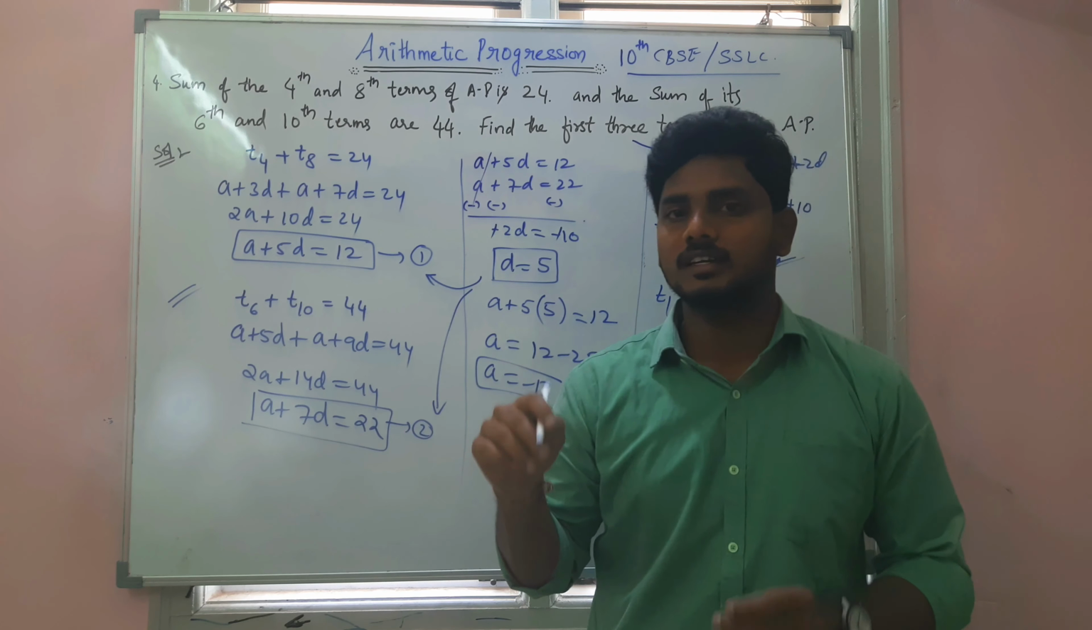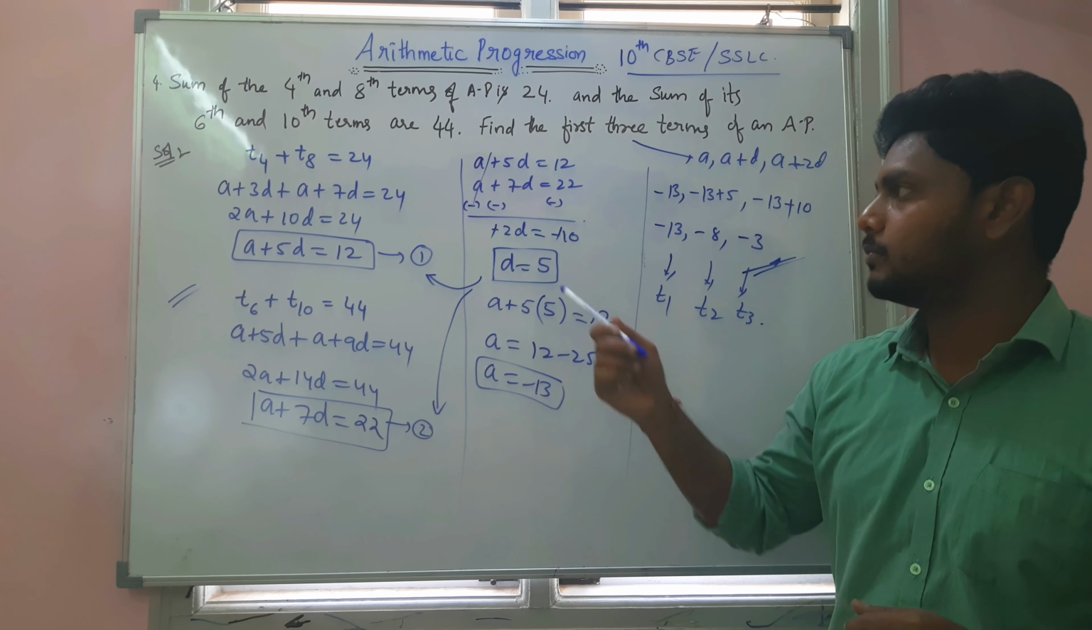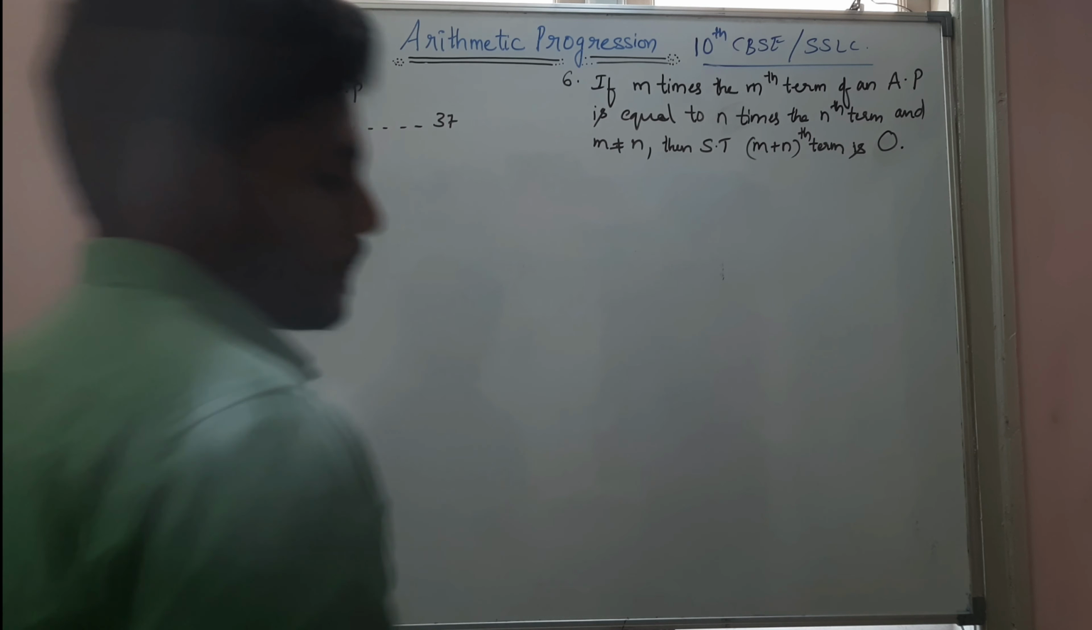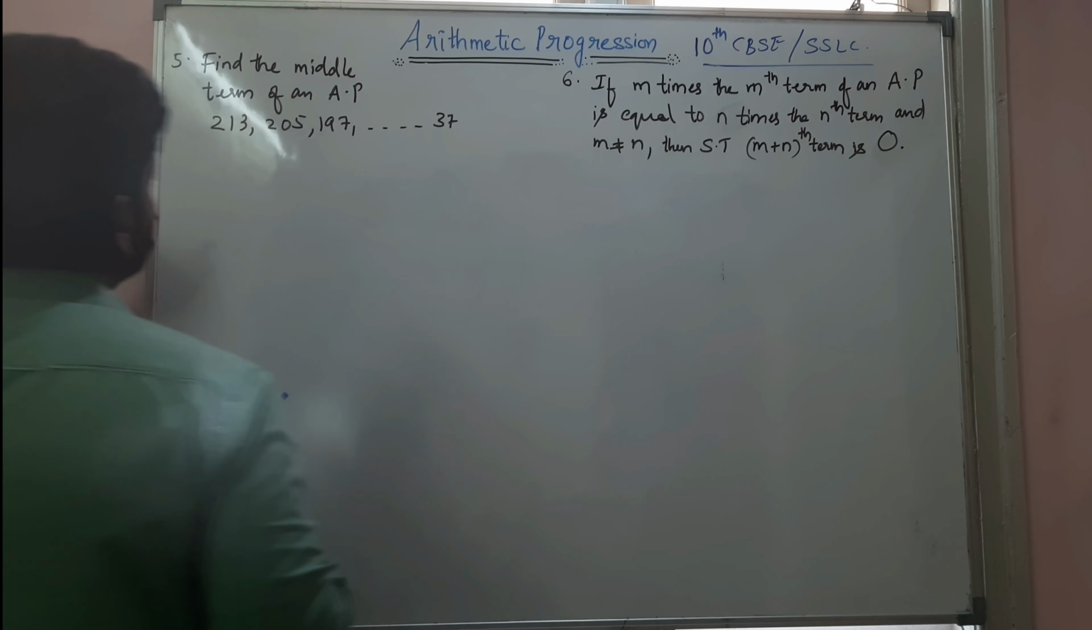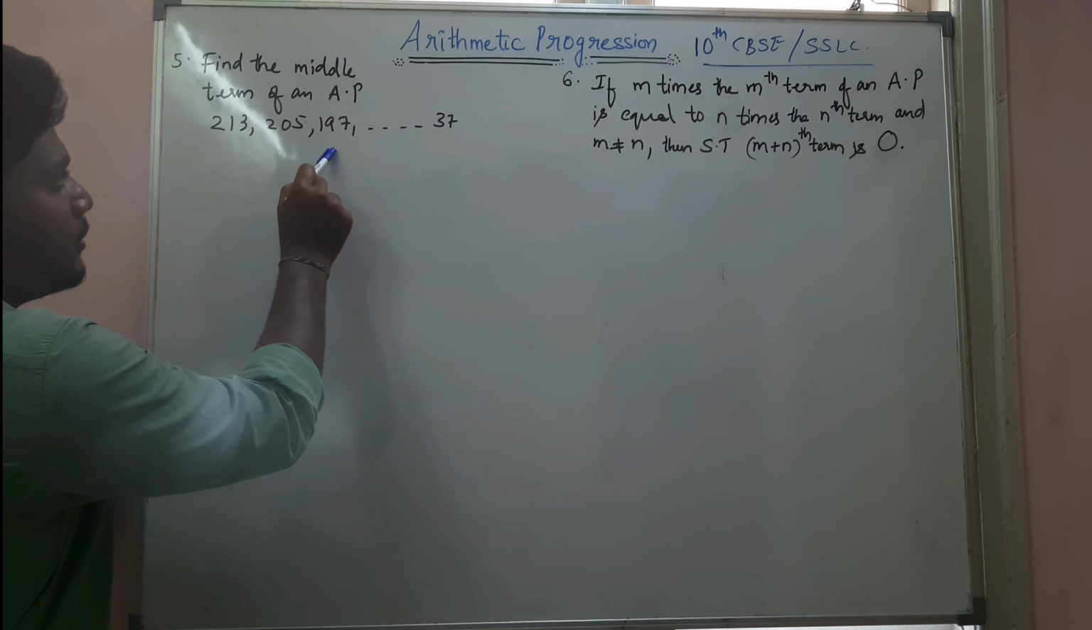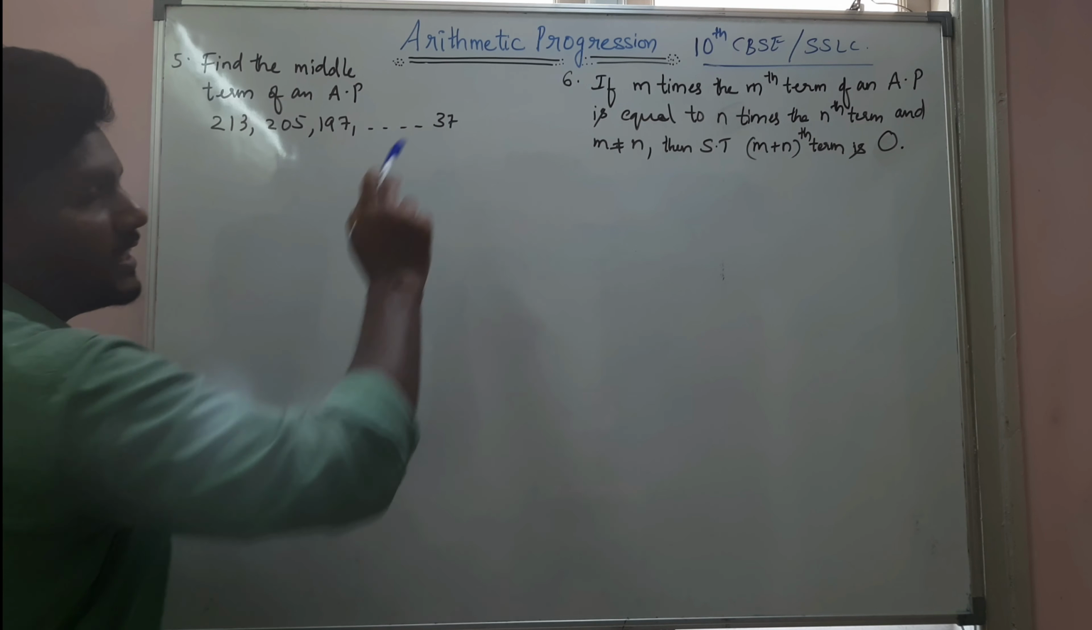Okay, so next I will move to another question. Pause the video and you can note it down. Guys, next I came with a beautiful question here in front of you. Find the middle term of an AP 213, 205, 197, and so on, up to 37.